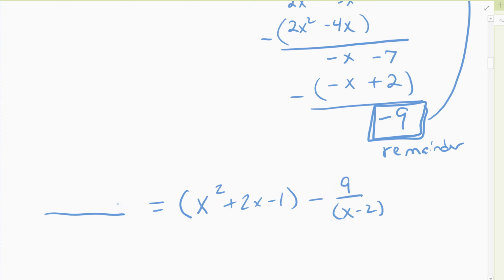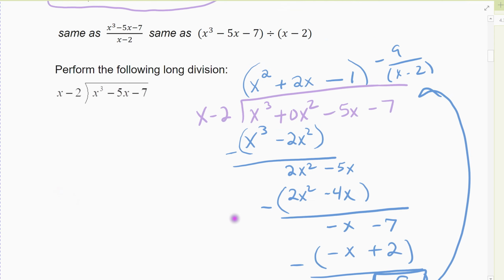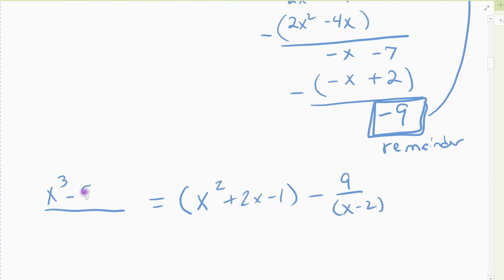And so that is what the x cubed minus, what's my original expression? Minus 5x minus 7 divided by x minus 2 divides into. So it doesn't divide nice and neat, right? It doesn't leave me with a nice and neat number. I had a remainder left over. And so it divides into x squared plus 2x minus 1 with a remainder of negative 9. Right? So I have a 9 left over.